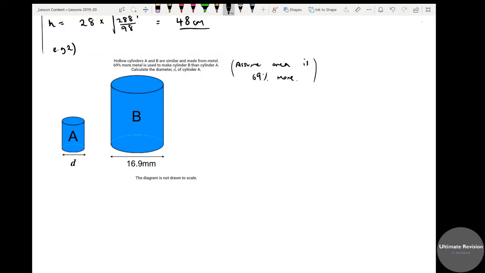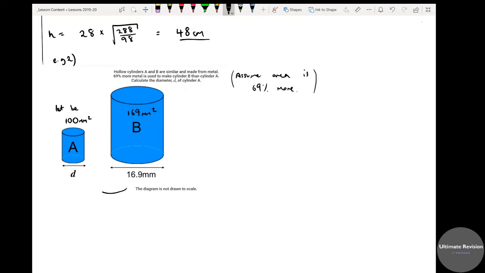If it's 69% more, I'm going to allocate numbers which make it easier to deal with, and 100 is usually a sensible one. So let A be 100 millimeters squared. That means B would be 169 millimeters squared, because it's 69% more. It's really irrelevant what numbers you choose. I'm just picking 100 because it's really easy to deal with. Hundreds are usually a good one to start from.